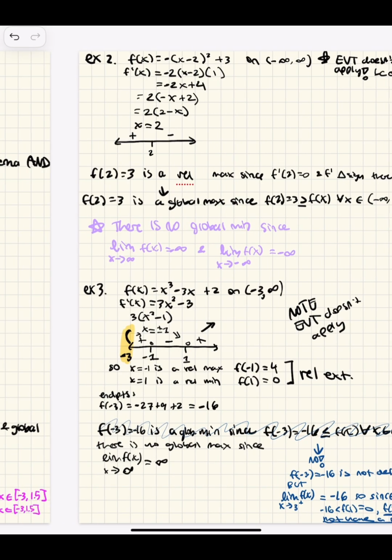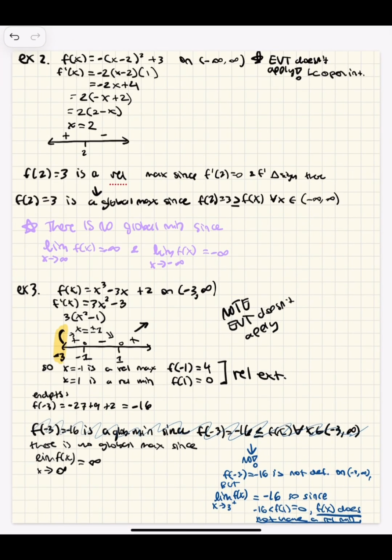There is no global maximum, since the limit of f(x) as x approaches infinity is infinity, right? So as x approaches infinity, it's going to reach infinity. Therefore, there is no global maximum. And the endpoints, but then here's where it's hard. I'm a little tired, but yes, that's right about there being no global max.